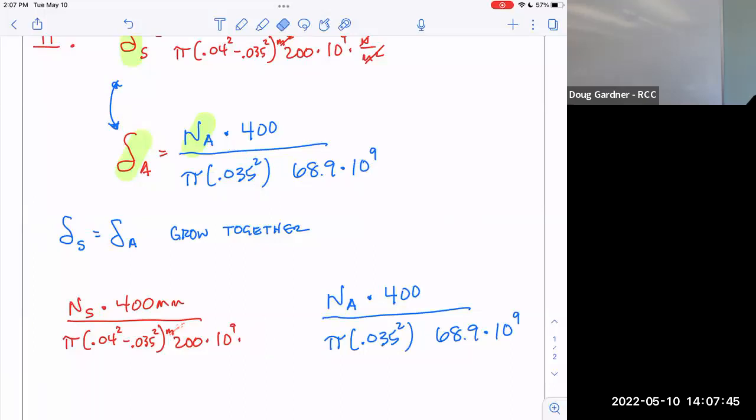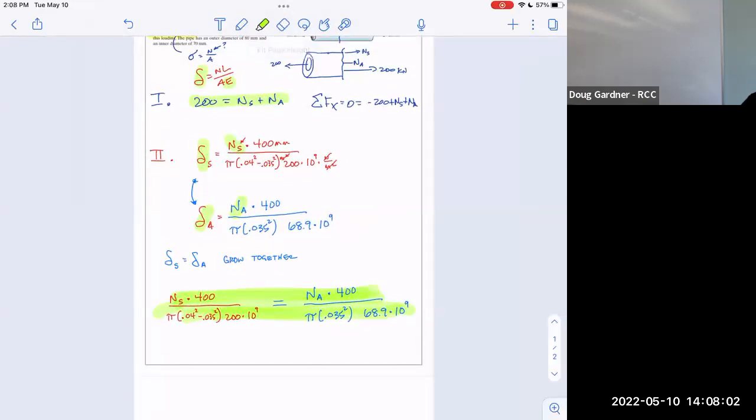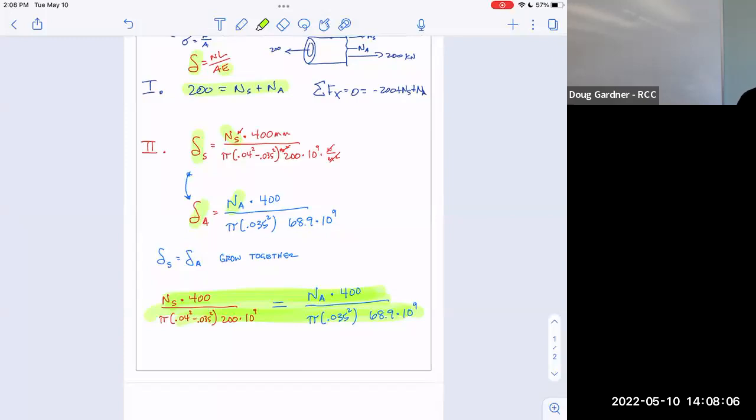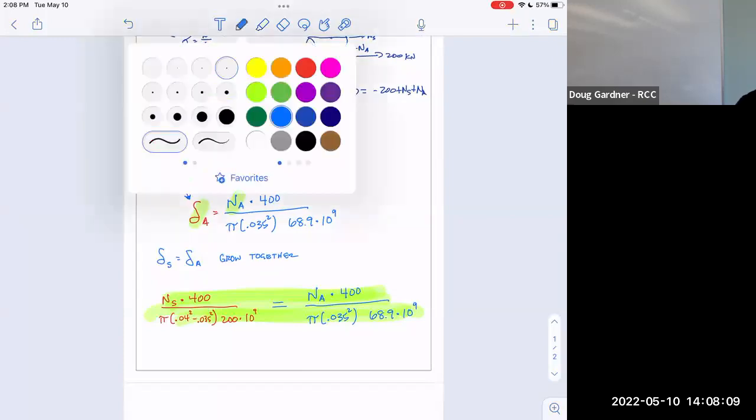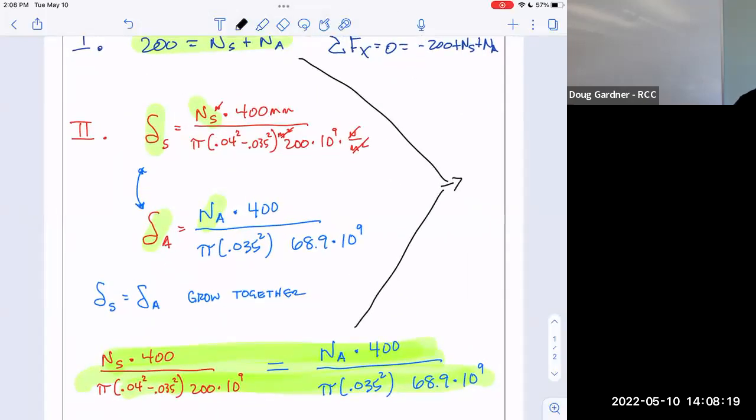I'm going to get rid of all these. So am I happy now? The answer is no, because I want to be kayaking right now. But I'm happy algebraically because I just have two equations, two unknowns, don't I? Two equations with N of S and N of A in them. I might suffer algebraically trying to get an answer to this.